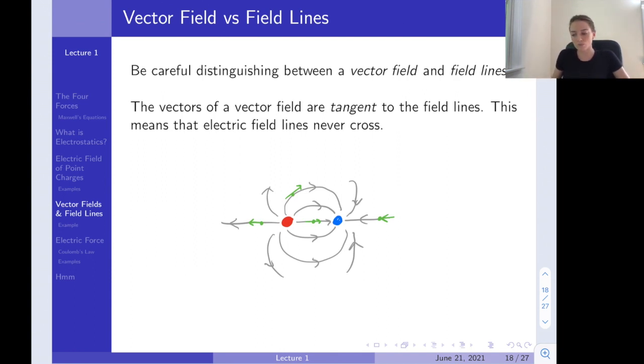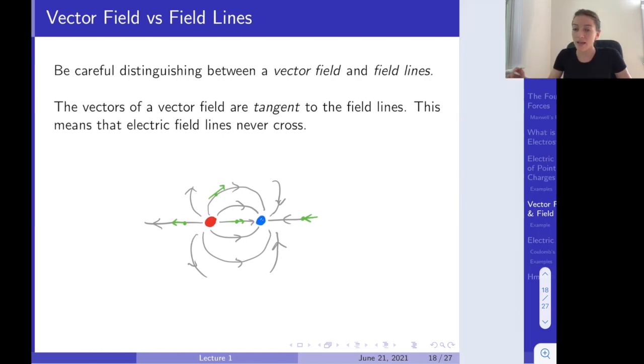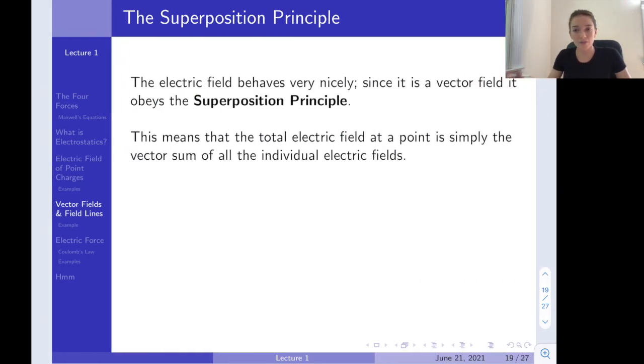Whether we do electrostatics or electrodynamics, our field lines will never cross. And a nice thing about the fact that the electric field is a vector field is that it obeys the superposition principle. Remember, for vectors, if you have two forces acting on an object, you can just add them together as vectors and you get the total force. The electric field behaves exactly the same way, which is really very nice because it doesn't have to behave that way.